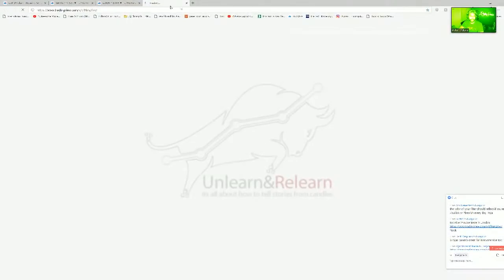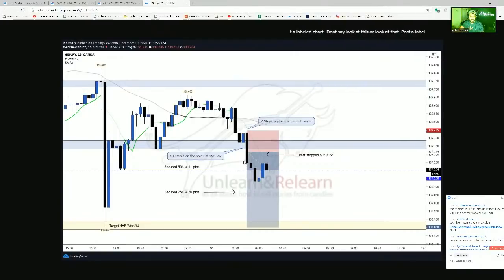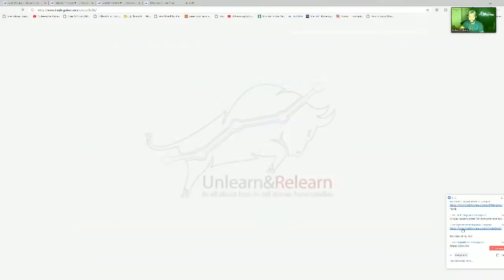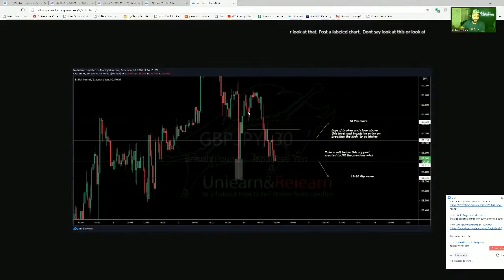All right, this was an impulse entry right over here. Secured 11 pips down here, secured 20 pips. Beautiful. Yeah, this is pretty good. Pretty amazing. Let's take a look at this chart on GJ.